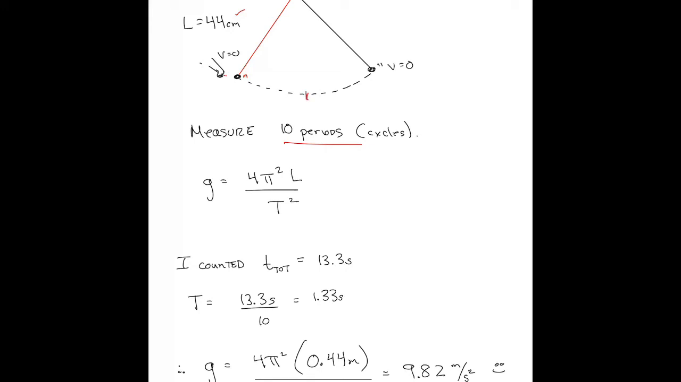Or you can start when it's at the bottom. They release it here, click, 1, 2, 3, 4. Sometimes it's easier to pick an endpoint. They release it here, let it go, click, 1, 2, 3. So watch the video, and I want you to count 10 cycles.